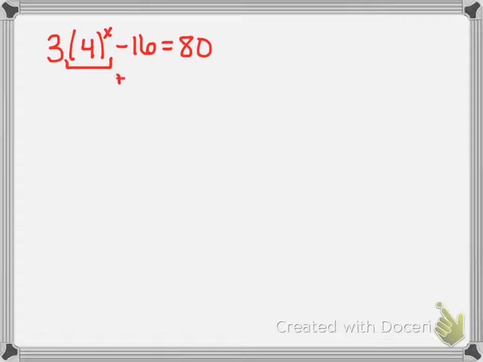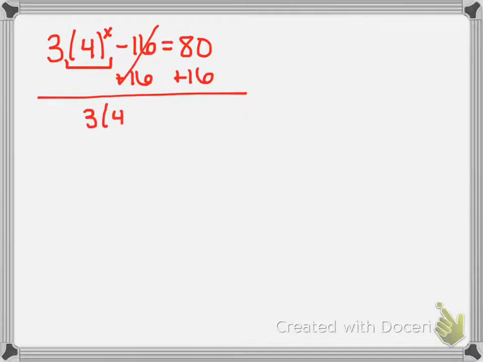So we're going to add 16 to move it to the right side. So we will have 3 times 4 to the power of x is equal to 96. Then we would divide both sides by 3. And so we will have 4 to the power of x is equal to 32.